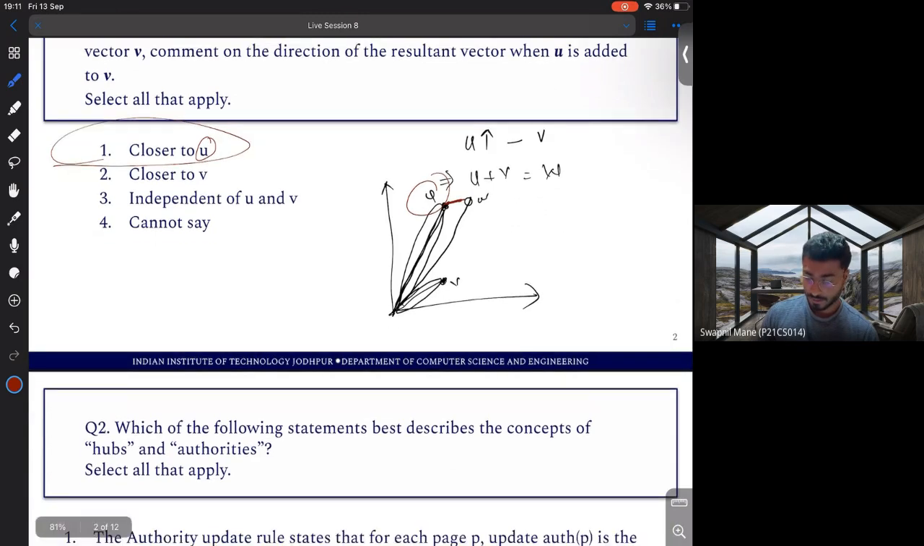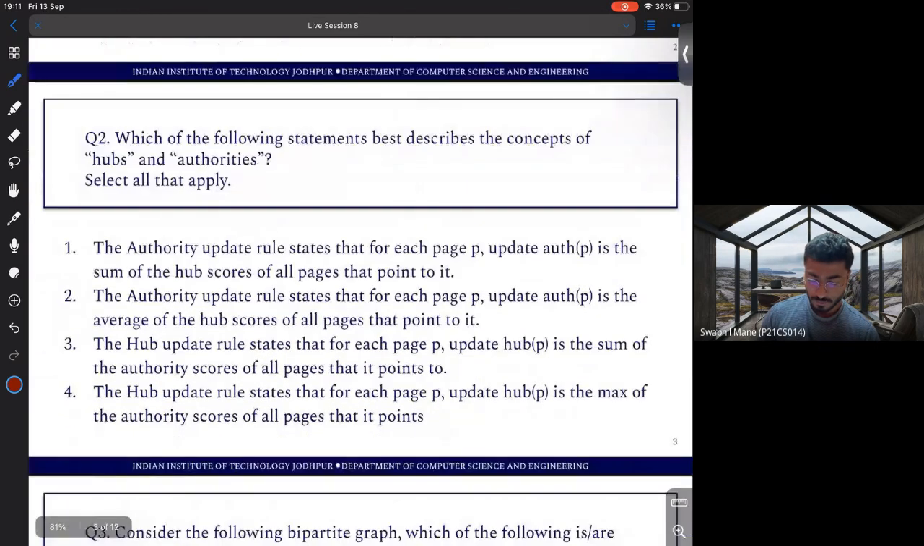I hope this is clear. It's very simple, and it has already been discussed in the lectures. Okay, let's move to question two.